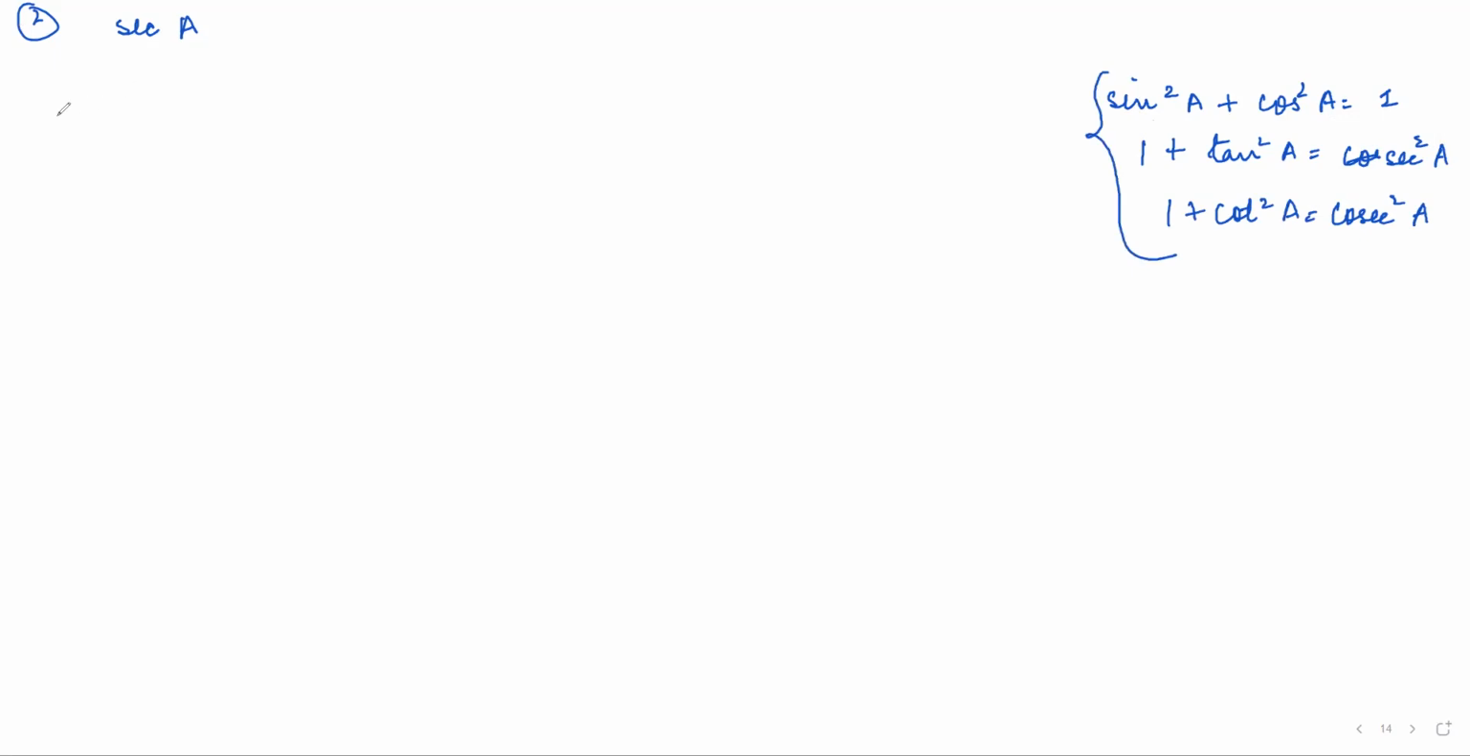Now I want the value of sine, right? So that means I should start with this identity because it has sine, so that I can get the value of sine from here. So let's start with this. Sine square A plus cos square A is equal to 1, right? So I can just keep the sine on one side. Sine square A becomes 1 minus cos square A, right?